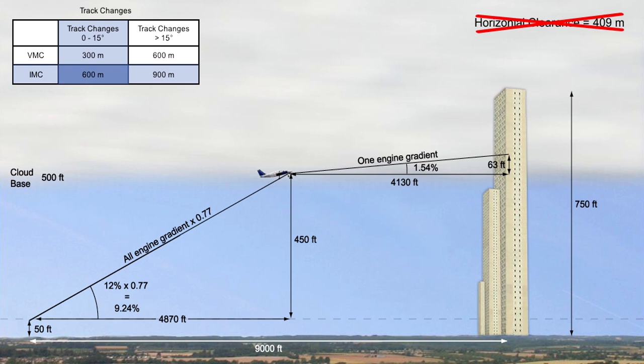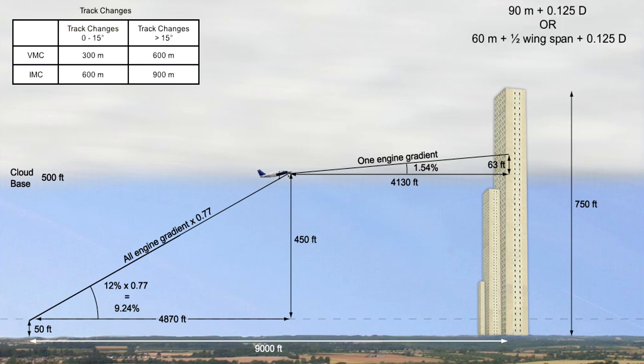horizontal clearance calculation. In summary, then, the rules state that the aeroplane must clear all obstacles by 50 feet vertically. If the aeroplane is unable to do this, then it must clear any obstacle within the obstacle clearance area by a horizontal distance as calculated by using the horizontal clearance formula.